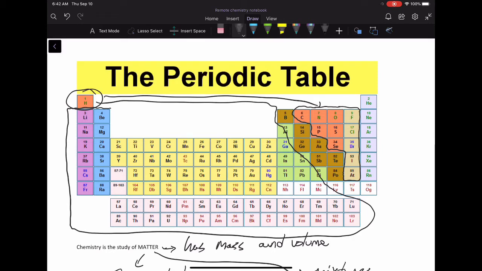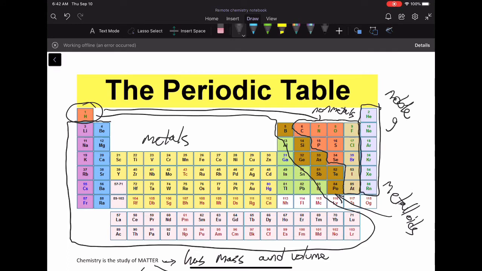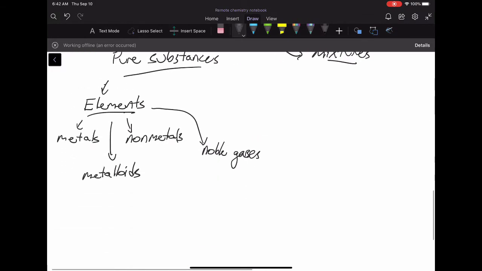Now in between, everything here that's listed in brown, and I know you guys have your own periodic table, so if you want to color code these yourself, that's totally fine. Anything in here, these are the metalloids. So these are metals. Over here we have nonmetals. And then this last group, way over here at the end, these are the noble gases. Okay.